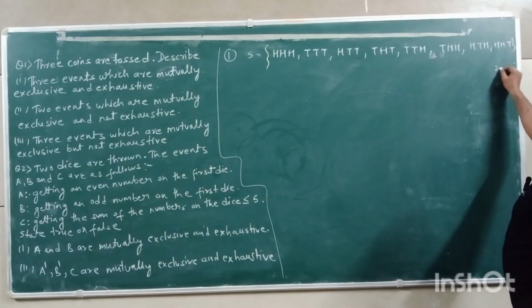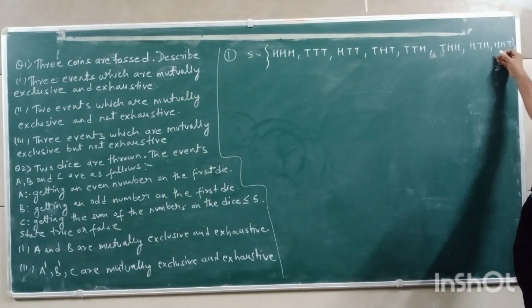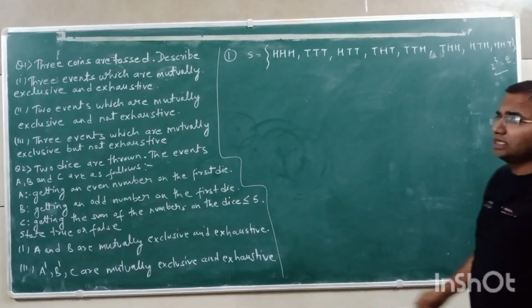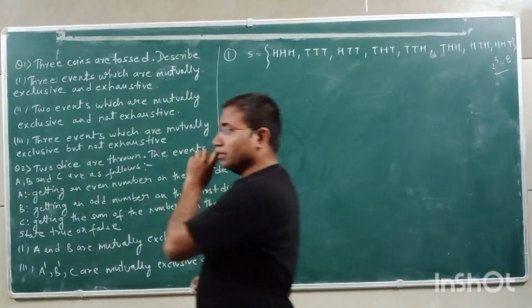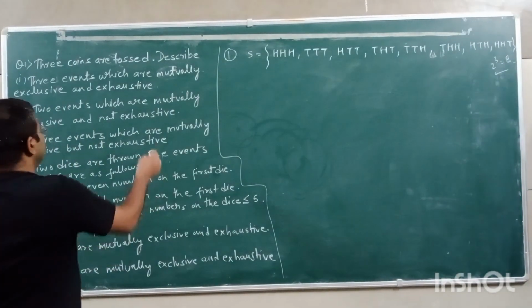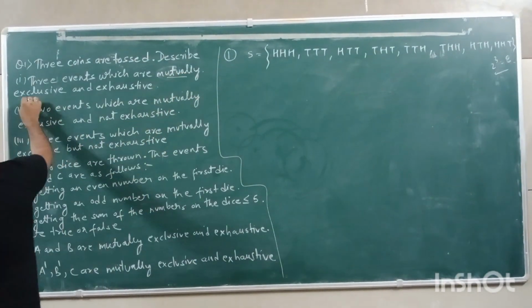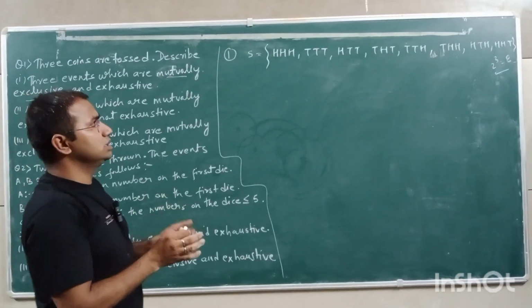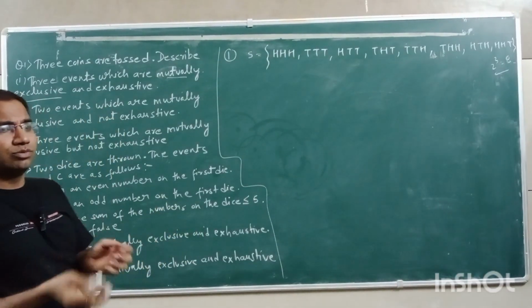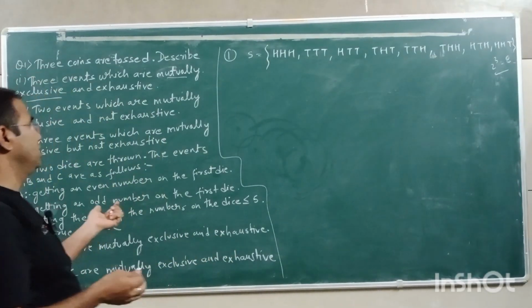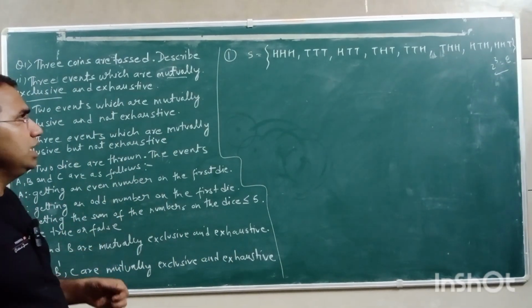As you know, 2 to the power 3 is 8, so there are 8 elements in the sample space. Now we will learn the meaning of mutually exclusive. It means if the intersection of two events is phi, with no element, then those events are called mutually exclusive.